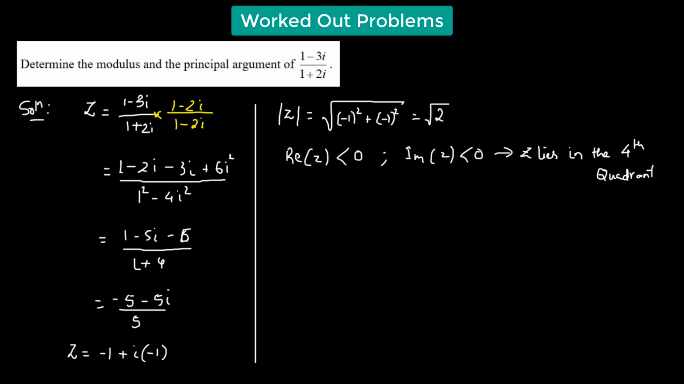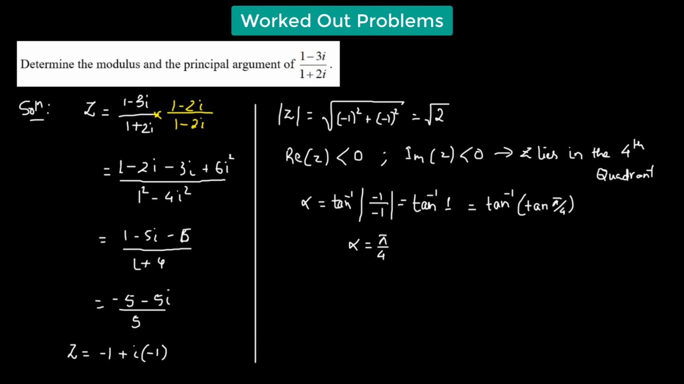So that gives us alpha, which is equal to the tangent inverse of the imaginary part, which is -1, divided by the real part, which is also -1. So we have tangent inverse of 1, which is equal to the tangent inverse of tan 45 degrees. So that gives us the acute angle alpha value as pi over 4.